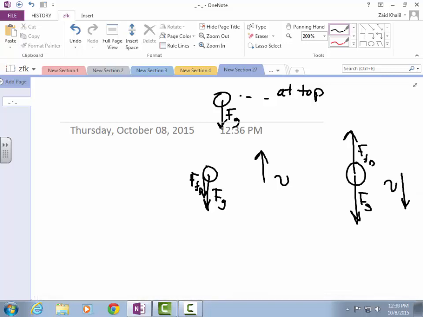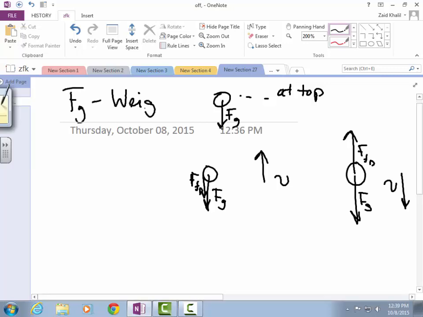Yes, its weight is the force of gravity. Fg is called weight. So I think then it's just a matter of nomenclature. Fg is the weight of an object. When you ask me, how much do you weigh? What do I say? It depends.